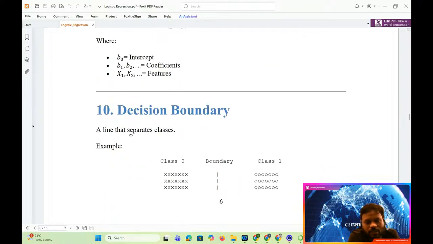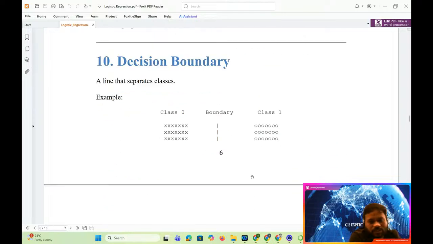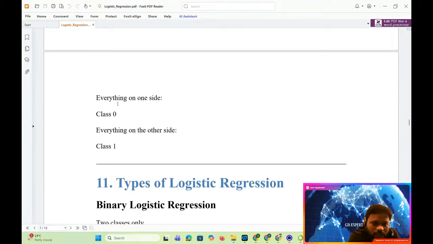Decision boundary: this line separates the classes. For example, 0.5 is the boundary for class 1. Everything on one side is class 0, and everything on the other side is class 1. Class 0 is the false value, and class 1 is your true value.